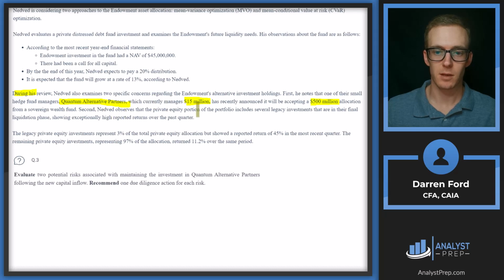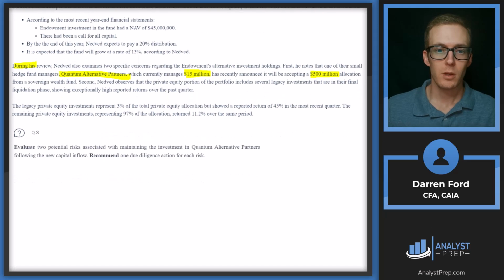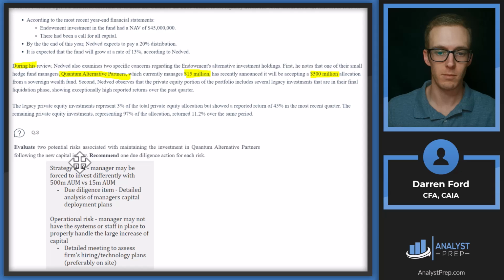Second, Nedved observes that the private equity portion of the portfolio includes several legacy investments that are in their final liquidation phase, showing exceptionally high reported returns over the past quarter. Okay, so the potential risks here due to the new capital inflow, let's pull this in. So two main risks we identified.